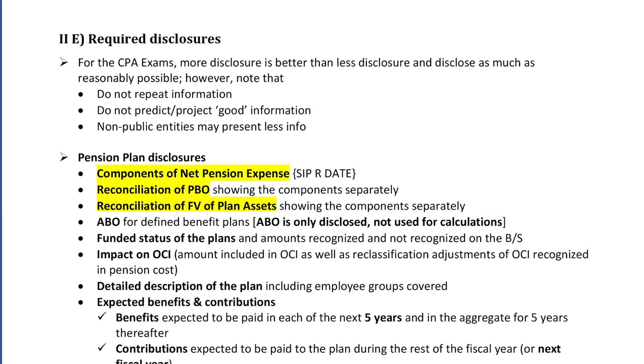Now, we've always been talking about PBO. We never talked about ABO, the accumulated benefit obligation, because that's based on current salary levels. That's not used for calculations. So highlight ABO, and also highlight that ABO is only disclosed, not used for calculations. This could be really important because often on CPA exam questions, you have the ABO number right there. You have to learn to ignore it.